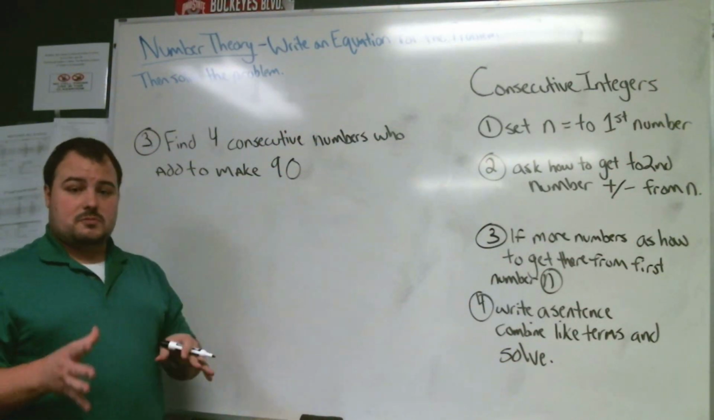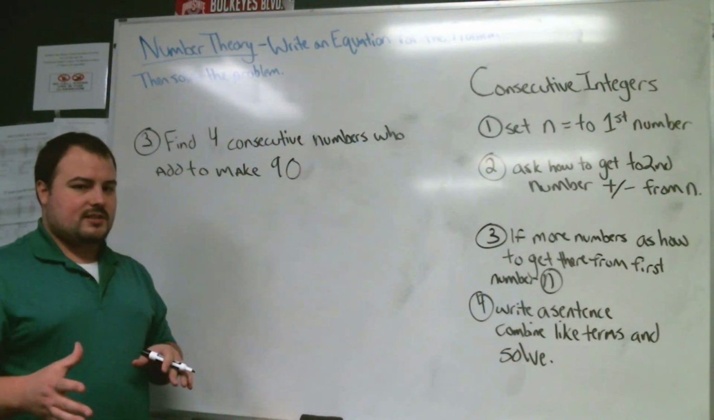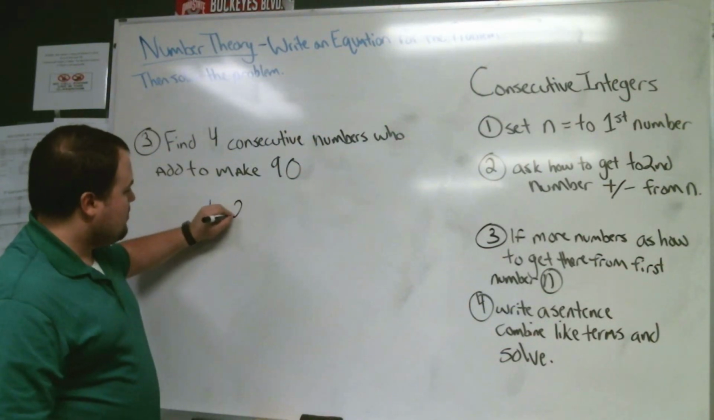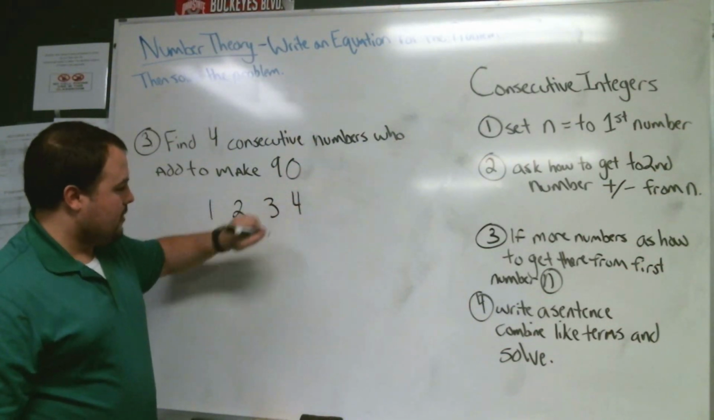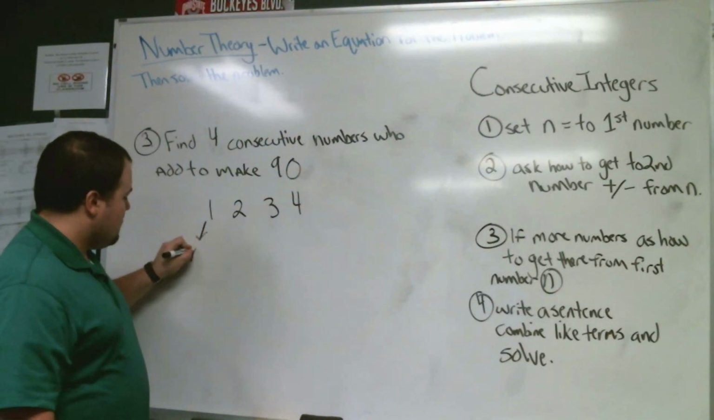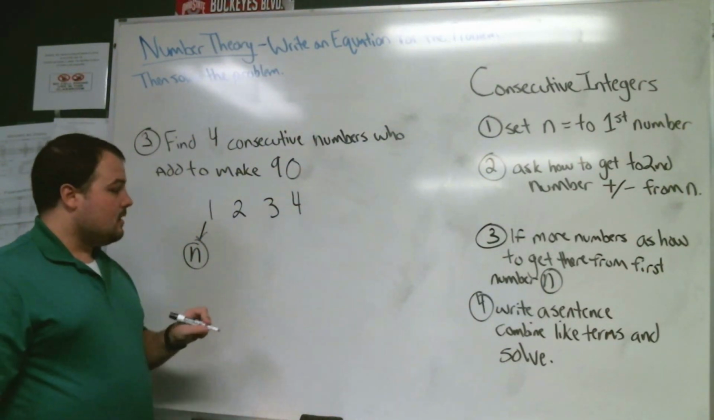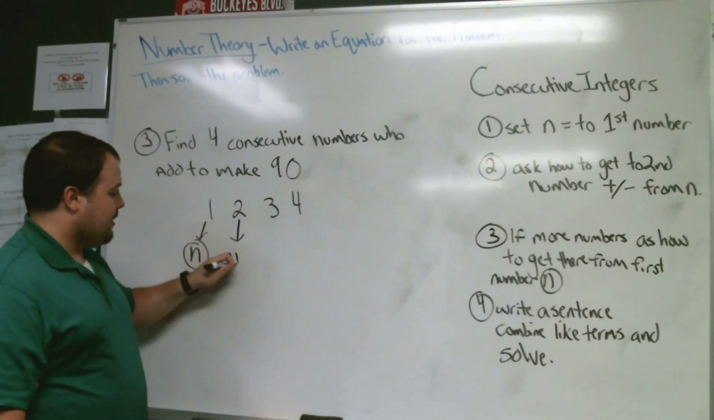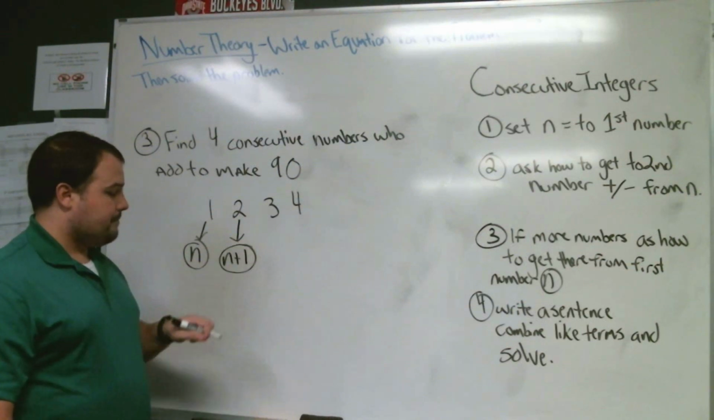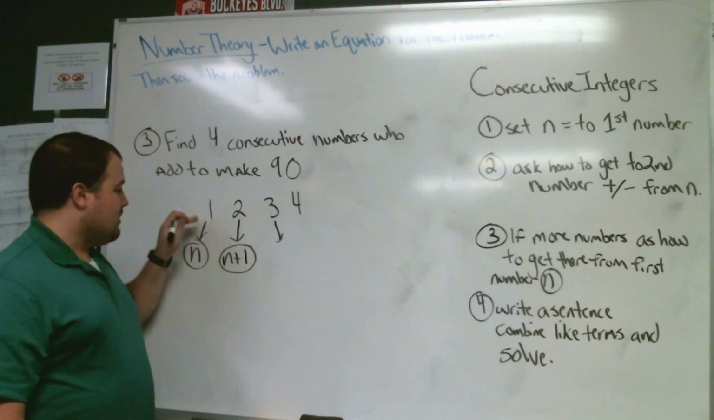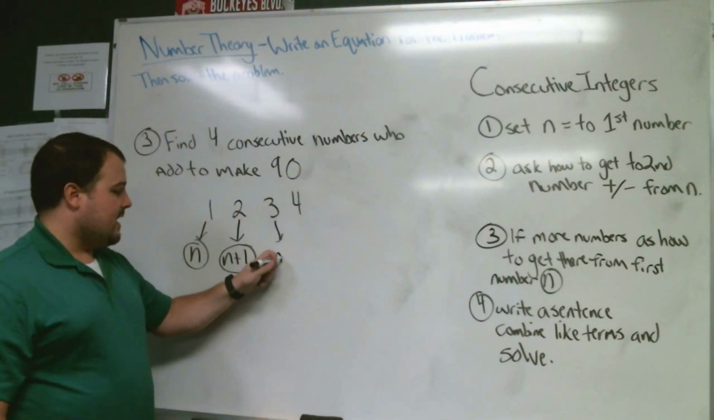So let's just start small. What 4 numbers could we say are consecutive numbers? Well, I'm going to say 1, 2, 3, 4. Those are consecutive numbers. I'm going to say this first number is the variable n. The second number, all I have to do is take the first number and add 1 to get that number. The third number, I take the first number. To go from 1 to 3, I'm going to add 2.